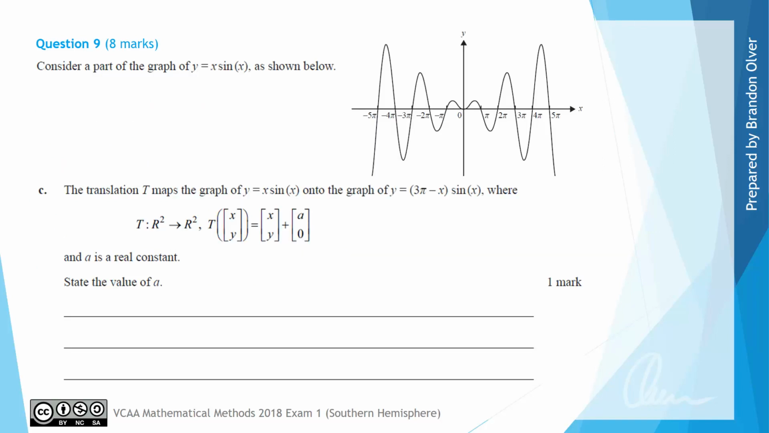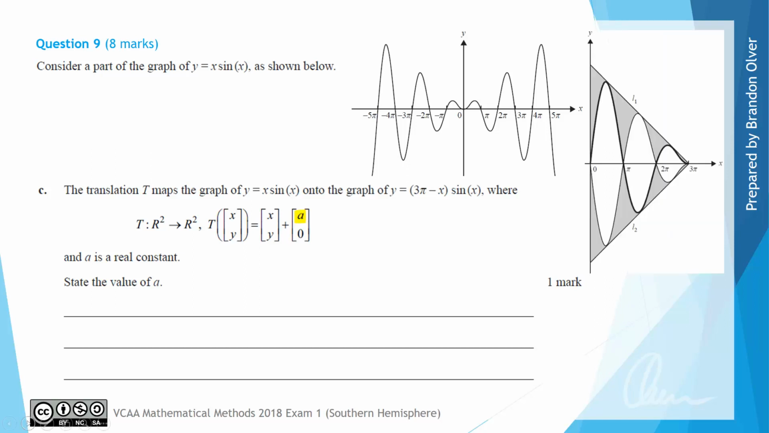For part C of this question, we have the translation T maps the graph of y equals x sine of x onto the graph of y equals (3π − x) multiplied by sine of x, where the transformation T is given by the matrix system below. A is a real constant, and we are asked to state the value of A, which appears in this position here, which we know from a matrix system is a translation in the positive or negative x direction depending on what value of A we put there.